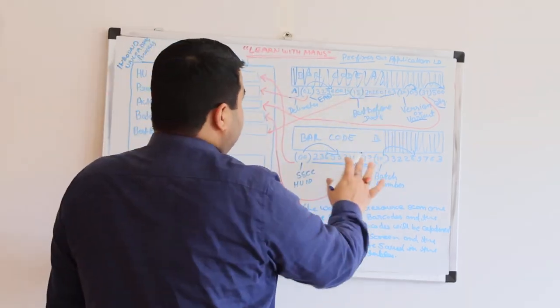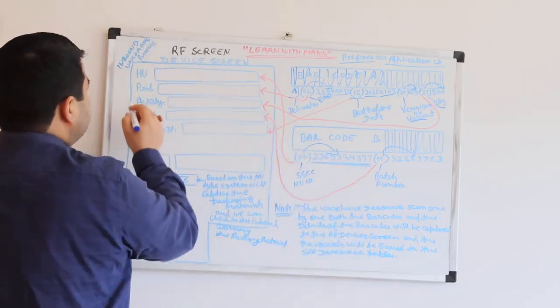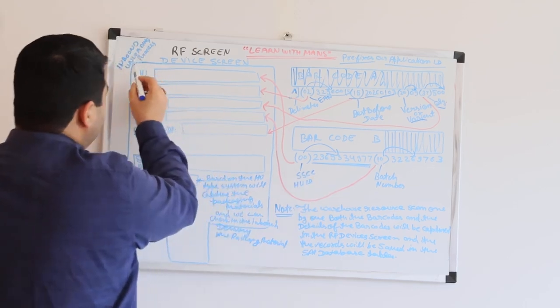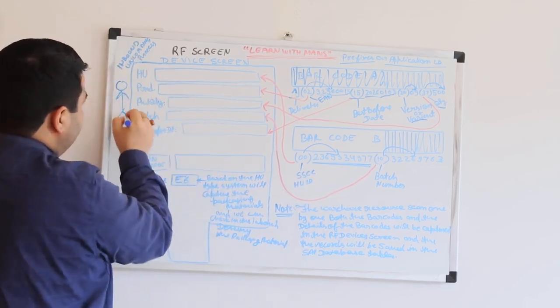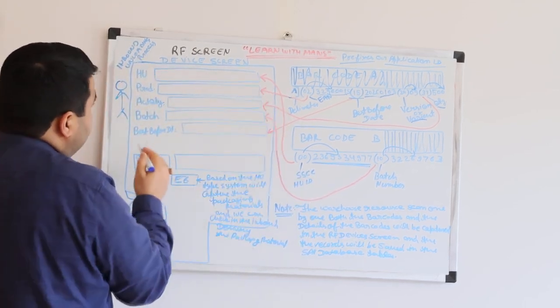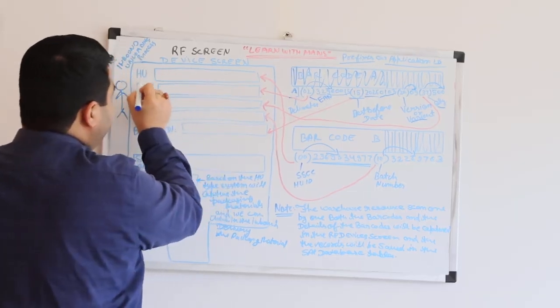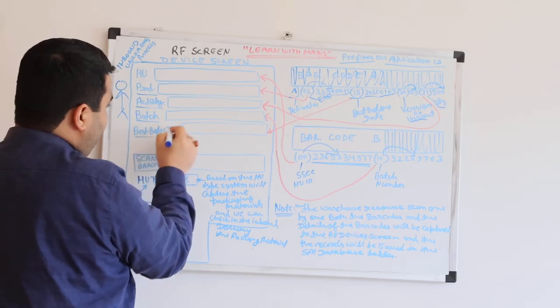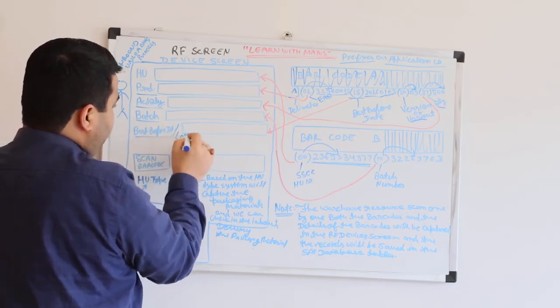And here you can see we have the device. So suppose this is an inbound process because we are unloading. The warehouse worker, suppose this is a warehouse worker or resource, holds the RF screen. On the RF screen we have the first field HU, then product, actual quantity, batch number, and best before, or I can say lot.